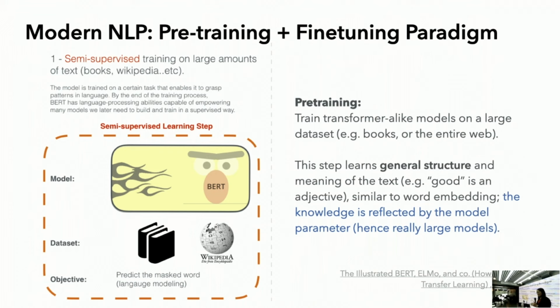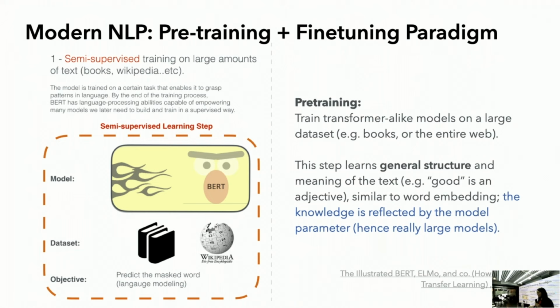Step one is usually what we call pre-training, because we train transformer-like models with many layers on very large datasets. This could be all books, or the entire internet web. In this step, we usually do next token prediction or masked language modeling or other kinds of operations, so we can learn the general structure and meaning of text, similar to word embedding. So this is how we draw back to step one of word embedding. Knowledge is reflected by the model parameters.